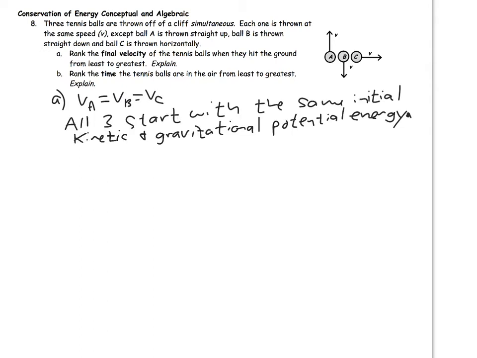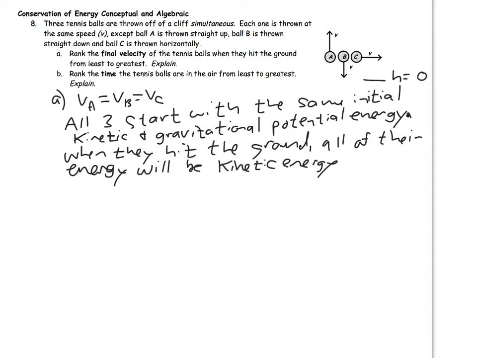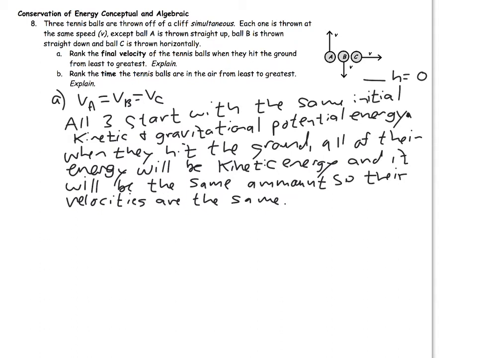In terms of an explanation, the first thing I'm going to say is that all 3 start with the same initial kinetic and gravitational potential energy, and that comes to the fact that they have the same height and they have the same velocity. When they hit the ground, they'll end with 0 height. Okay, so we'll say the ground down below here is a height of 0. They'll end with 0 height, which means that they'll have all kinetic energy, and will be the same final kinetic energy because they started with the same initial amount of energy. And that means they're going to be traveling at the same speed.